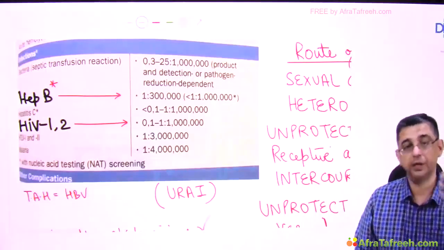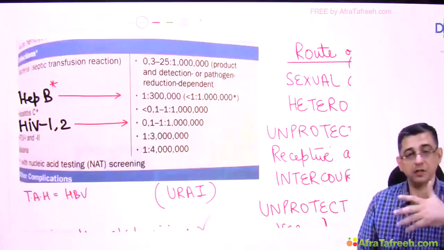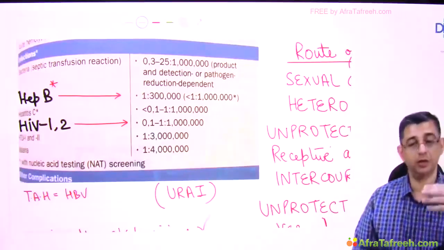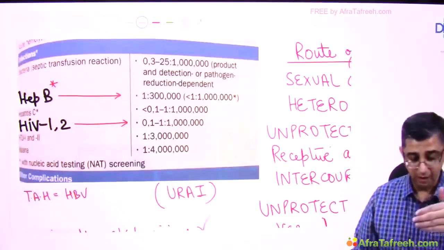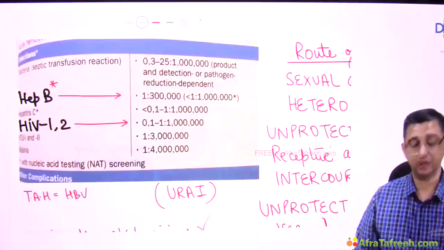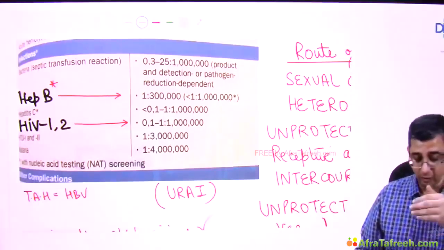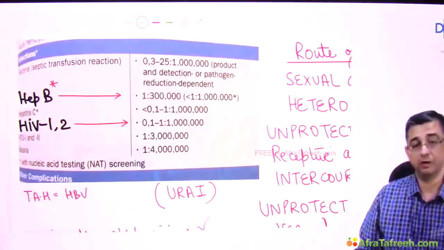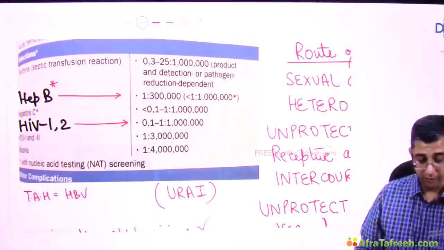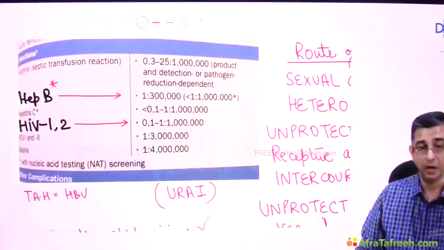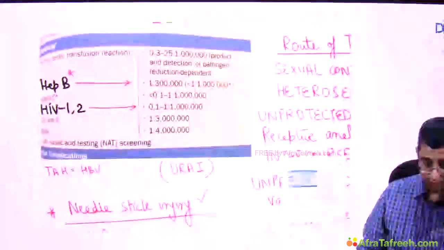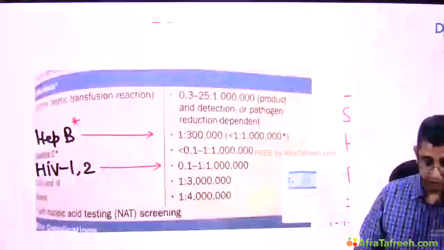If they compare between B, C and HIV and they ask which has higher chances of transmission, the answer should be given as hepatitis B primarily, because as you can see in the figure, it is about 1 per every 300,000 bags of blood, as compared to only 0.1 to 1 for every 1 million bags of blood transfusion being given to a patient. Blood transfusion is associated with multiple other infections also.